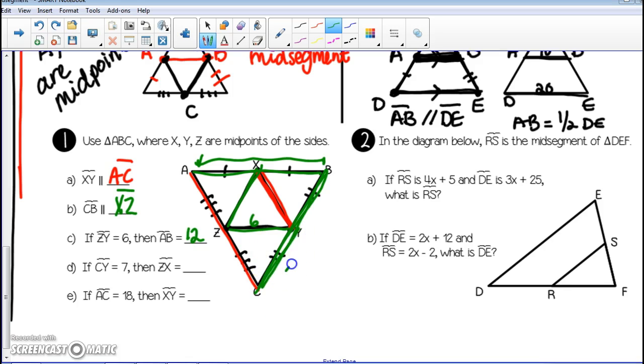CY is 7. So what is ZX? Maybe some different colors. So CY is 7. So what is ZX here in blue? Well, again, this is a midpoint. So if this is 7, then the side over here is also 7. So this whole segment would be 14. And ZX is a midsegment, so it's half as much, which would be 7.